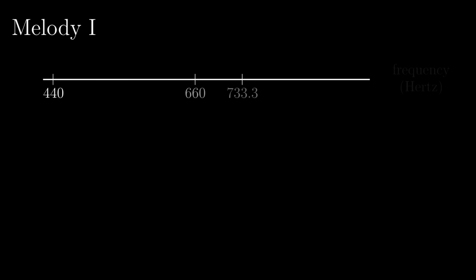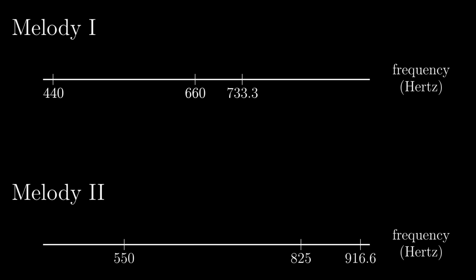Now in music we have melodies, which are sequences of tones, one after the other. Here is a melody that uses only 3 tones, with frequencies 440, 660, and 733.3 Hz. And here's another melody that also uses 3 tones, but this time the frequencies are 550, 825, and 916.6 Hz.